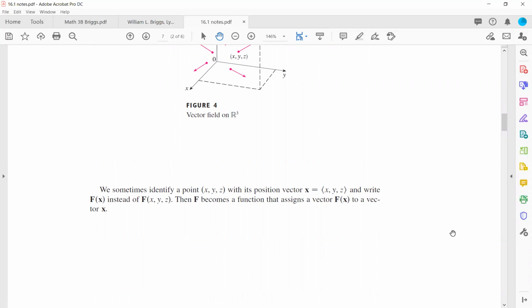We sometimes identify a point x, y, z with its position vector x equals the vector x, y, and z, and write f of x instead of f of x, y, and z. Or you might see it this way, f of v, which is the same as f of x, y, and z.